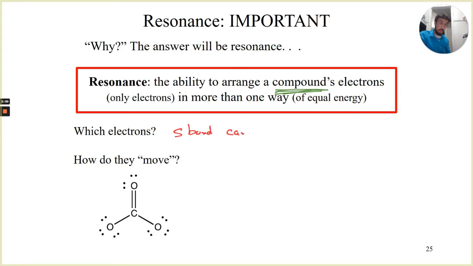So S bond can't move, which means I don't need to look at that bond and I don't need to look at that bond. But I still have the non-bonding and the p-type bond. So let's take a look at the p-type bond because we're already starting on the bond path. Let's take those 2 electrons and move them towards the oxygen. Well, what would happen?